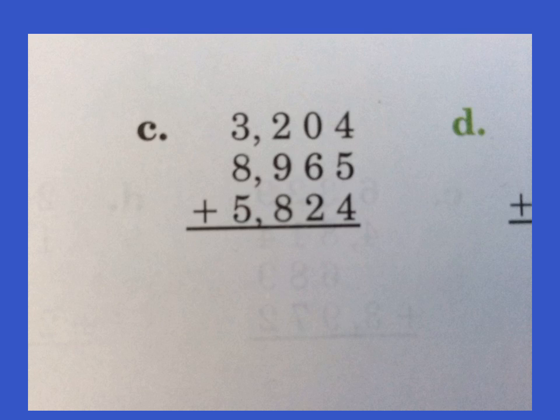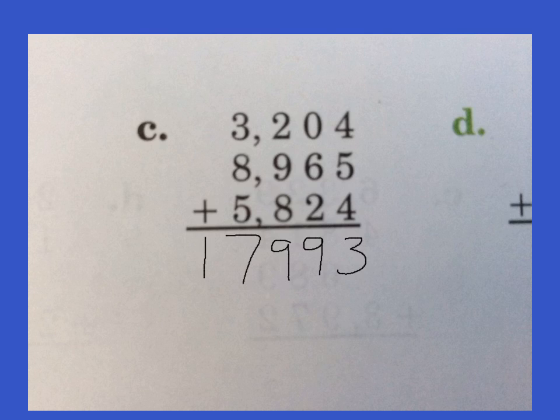We'll do C. 4 plus 5 is 9, plus 4 more would be 13. Carry the 1. 1 plus 0 is 1, plus 6 would be 7, plus 2 would be 9. 2 plus 9 would be 11, plus 8 would be 19. So I put a 9 and I carry a 1. 1 plus 3 is 4, plus 8 is 12, plus 5 is 17.